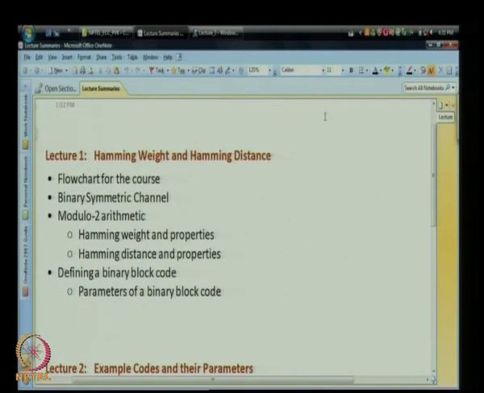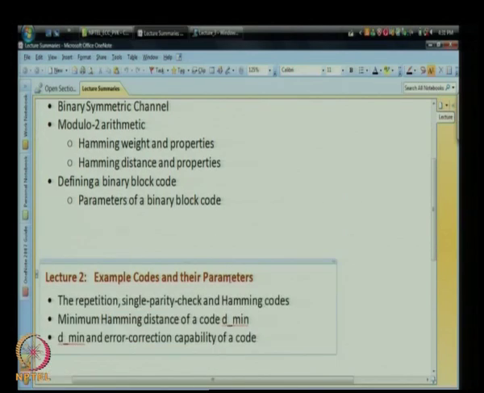We covered in the first lecture, which I entitled Hamming Weight and Hamming Distance, the flow chart for the course, the binary symmetric channel, then modulo 2 arithmetic, how to work with vectors whose symbols are binary. We defined what it means to talk about a binary block code and also the parameters of a block code.